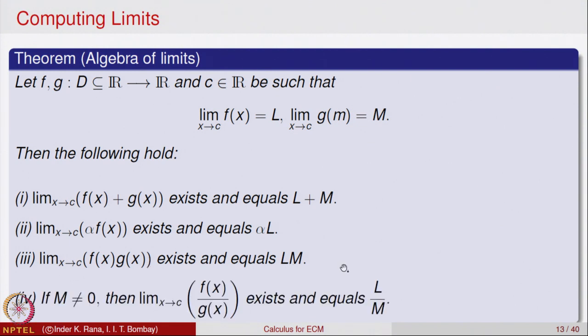And finally, if this M is not 0, then I can divide by that. It says that if M is not equal to 0, then f(x) by g(x) is defined for all points sufficiently close to C. So, the limit as x goes to C of f(x) by g(x) exists and is equal to the quotient of the corresponding limits, whenever the limit in the denominator is not 0. These results are very much similar to the results for the algebra of sequences.